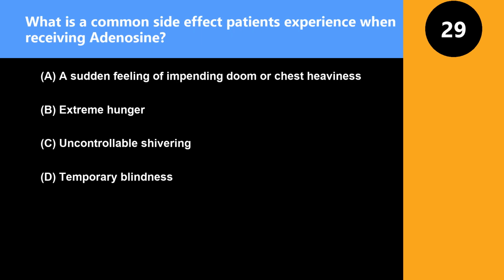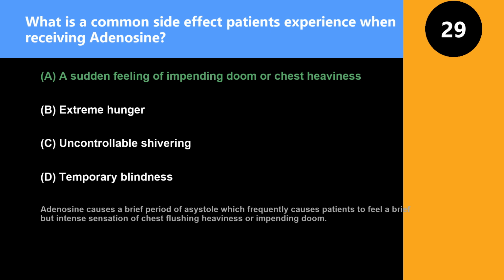Question 29. What is a common side effect patients experience when receiving adenosine? Option A. A sudden feeling of impending doom or chest heaviness. Option B. Extreme hunger. Option C. Uncontrollable shivering. Option D. Temporary blindness. The correct answer is option A. A sudden feeling of impending doom or chest heaviness. Adenosine causes a brief period of asystole, which frequently causes patients to feel a brief but intense sensation of chest flushing, heaviness, or impending doom.